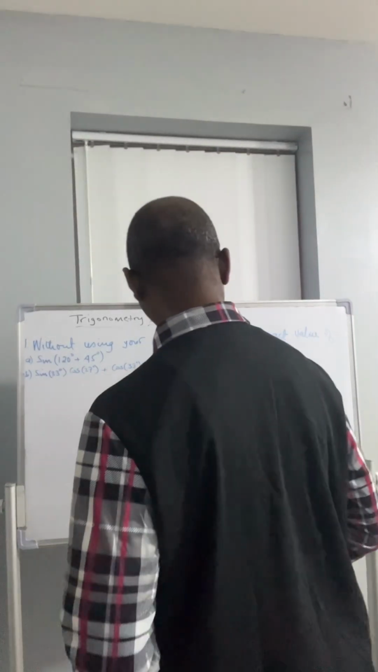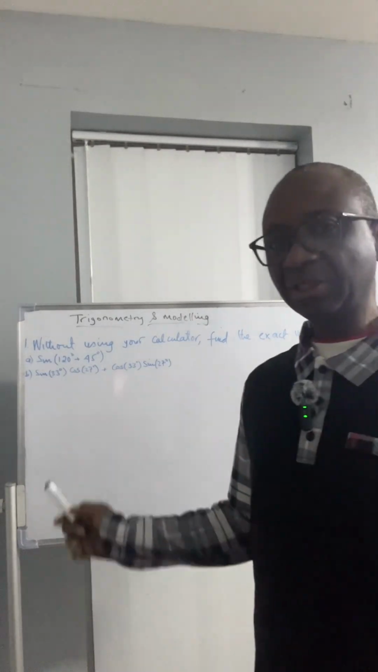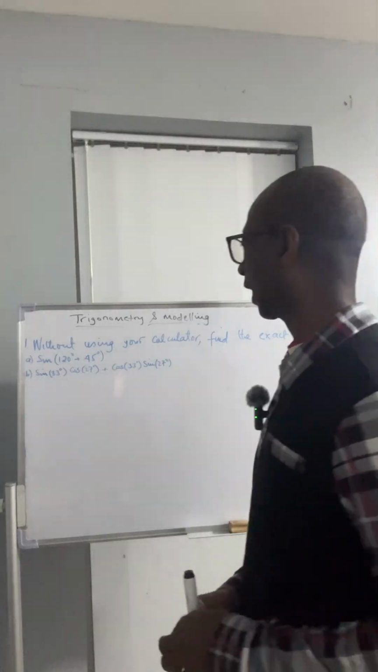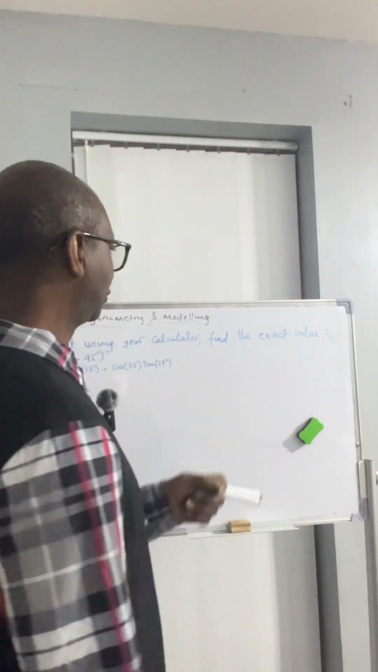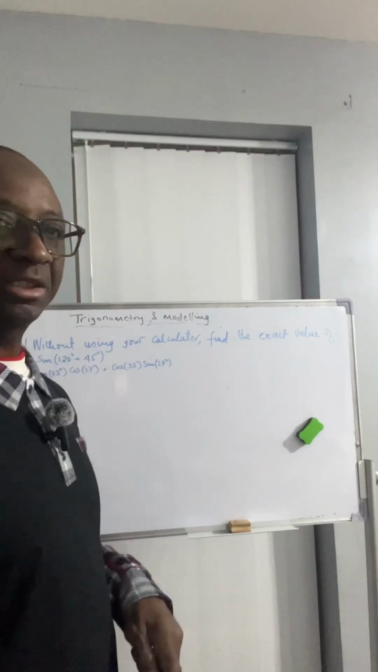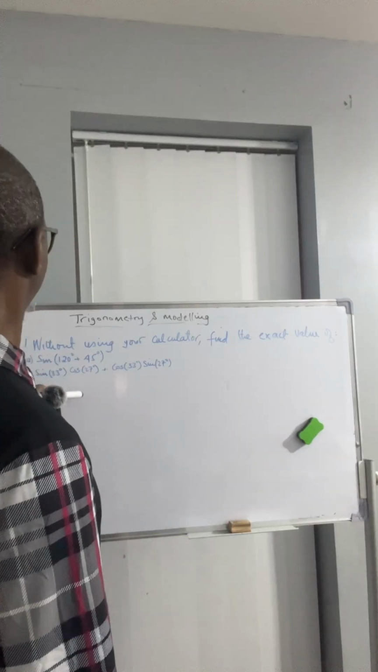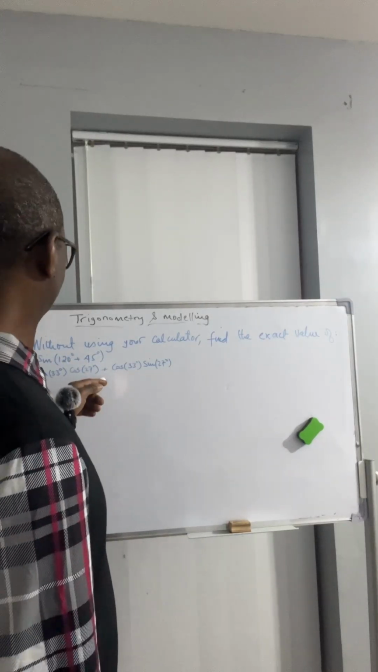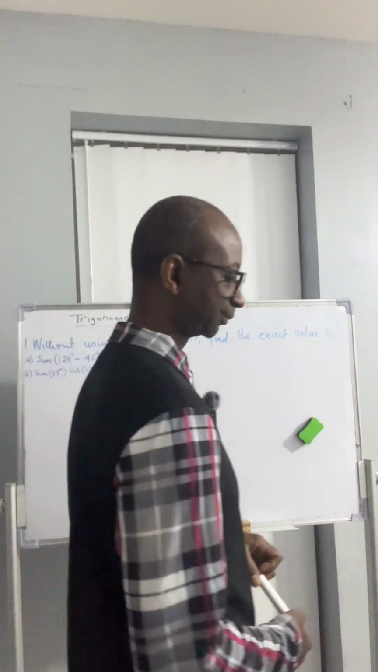We got a couple of questions to look at today. This is the first one. The question reads, without using your calculator, find the exact value of a, sine of 120 degrees plus 45 degrees, and second part, sine of 33 degrees cos 27 degrees plus the cosine of 33 degrees sine 27 degrees.